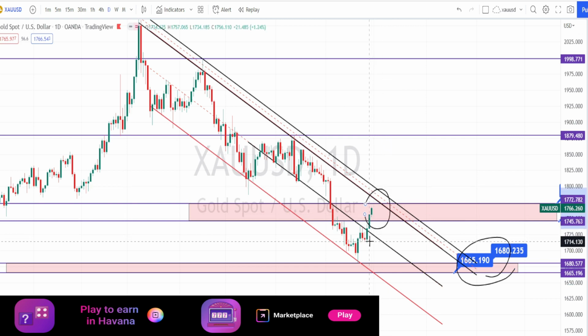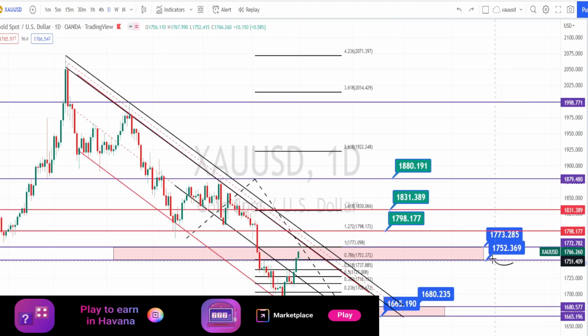So currently we are noticing the price action to bounce back on the bullish side. The level of 1752 is going to be acting as a very strong support, and the level of 1773 is going to be acting as a very strong resistance. And current price action is trading between a very strong support and resistance levels. Wait for the price action to break this resistance level in order to take trades on the bullish side.